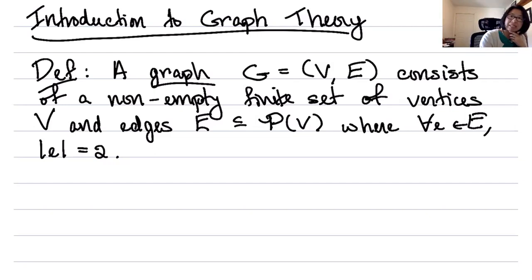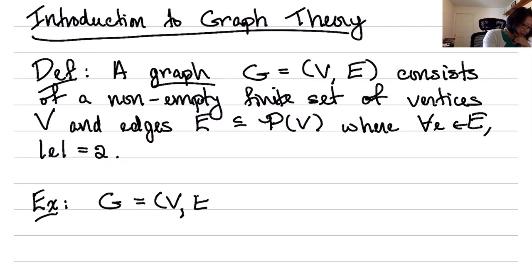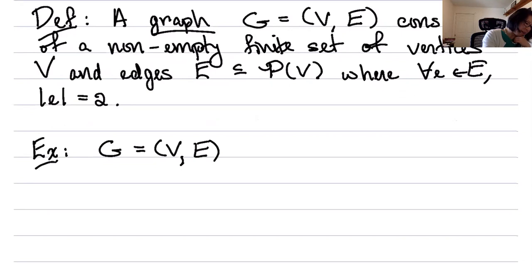Okay, so let's see how we would use this definition to represent a graph. For example, I'm going to have G equals (V, E), and I'm going to have my set of vertices be the set {u, v, w}.